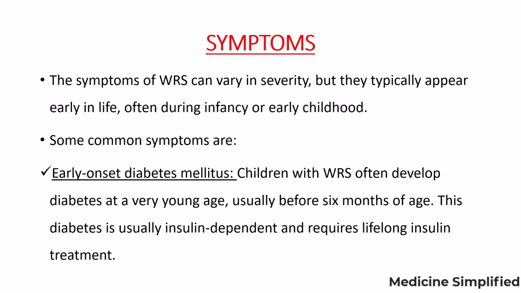Coming to the symptoms, WRS can vary in severity, but they typically appear early in life, often during infancy or early childhood. Here are some common symptoms, which include early onset diabetes mellitus, where children with WRS often develop diabetes at a very young age, usually before 6 months of age. This diabetes is usually insulin dependent and requires lifelong insulin treatment.